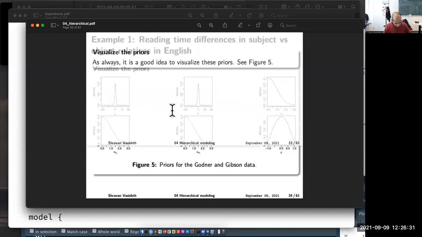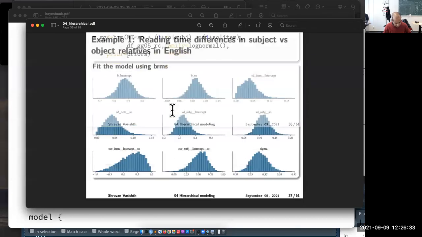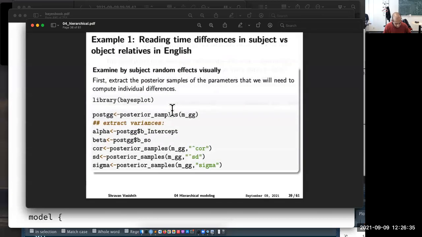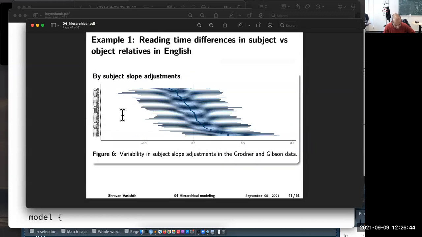Right, so as I just showed you, I extracted all the posteriors for each of the parameters. Here are the correlations, standard deviations, sigma, alpha, beta, right? And what I've done next is visualize in this plot the by-subject slope adjustments that I computed from the model. You can look at the code later on. It's pretty tedious to look at it, and we're kind of running out of time. But what I'm showing you here is something very interesting.